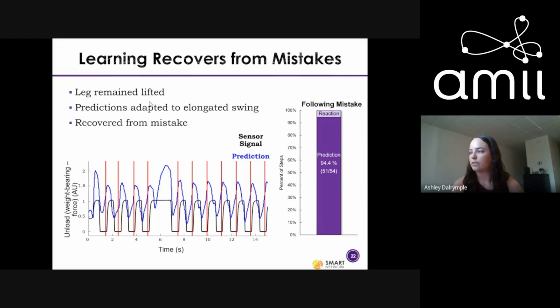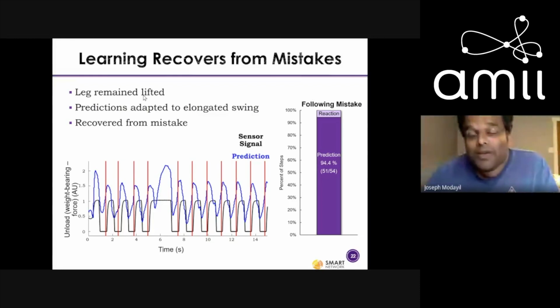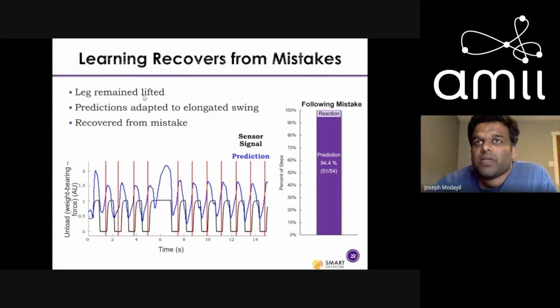What did you use for GVF cumulants? Do you mean like the algorithm? We used true online temporal difference learning. Sorry, no. What was the signal being predicted?